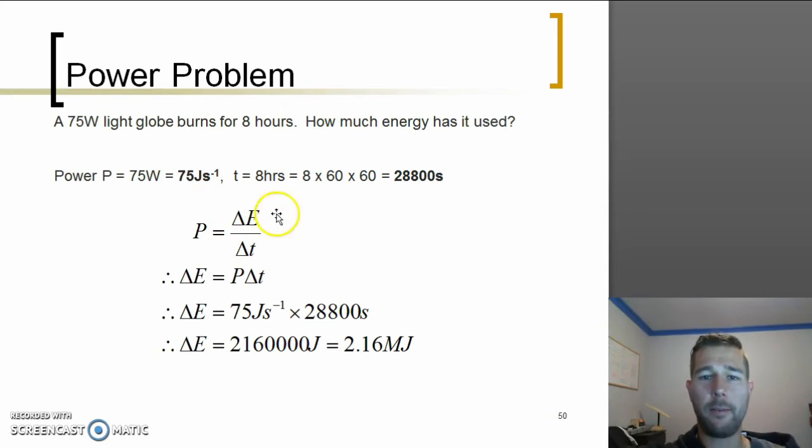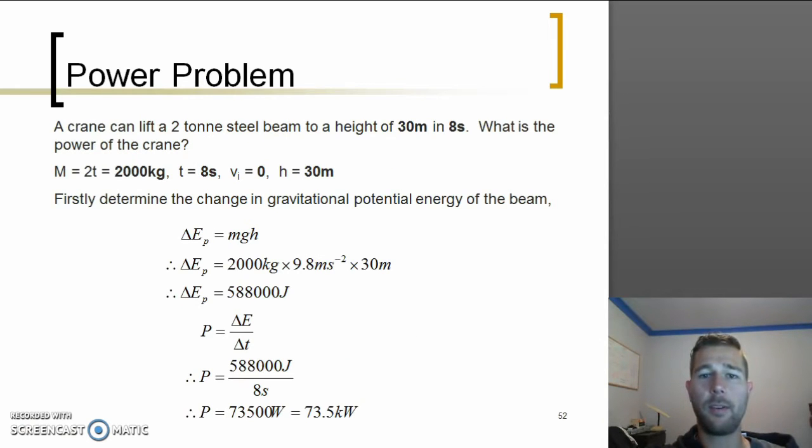Now we use our power formula. However, we want to know the energy, so we rearrange our equation to get this equation here. Then we substitute the values that we know. We end up that our energy is 2.16 megajoules for a light globe that burns for 8 hours. Let's just have a look at one more example.